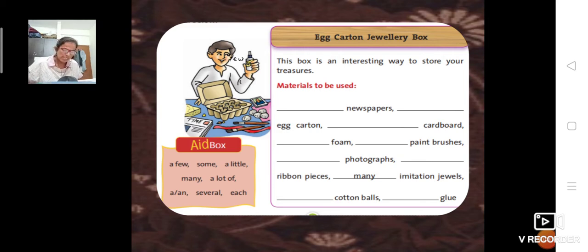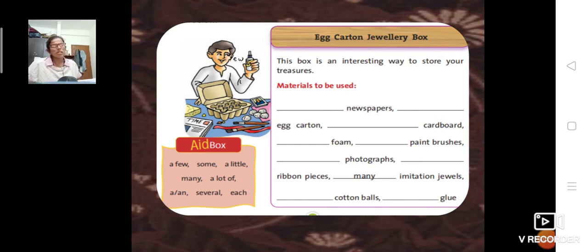Then several ribbon pieces are there. Then many, already it is given, many imitation jewels and a few cotton balls, and a little glue is being used there. So these are the things that we have to use in this fill up. So I would like to answer once again. Some newspapers, an egg carton, a cardboard, a little foam, many paint brushes, a lot of photographs, several ribbon pieces, many imitation jewels, a few cotton balls and a little glue.